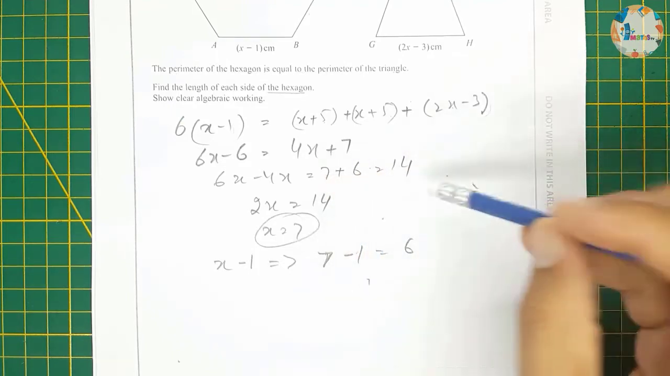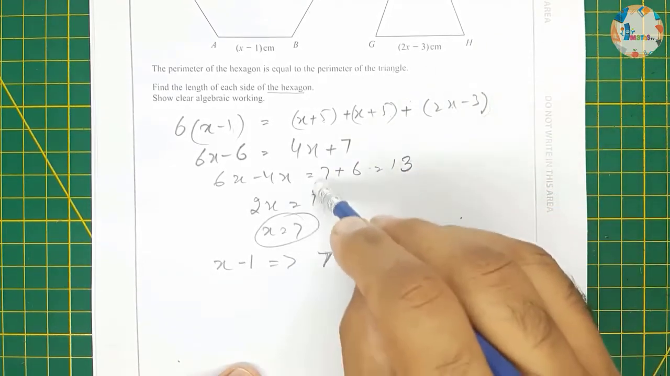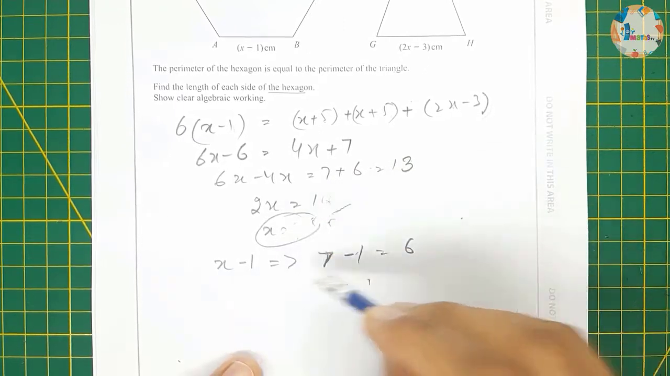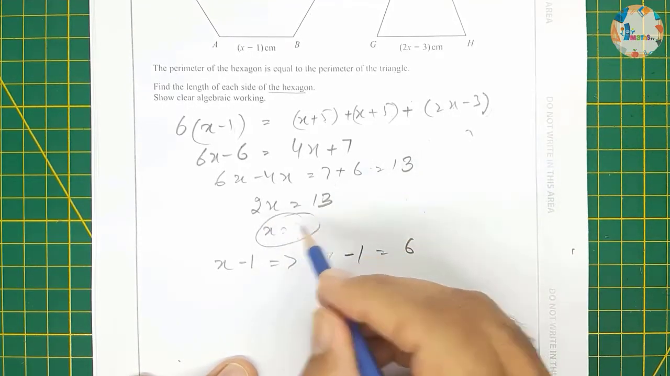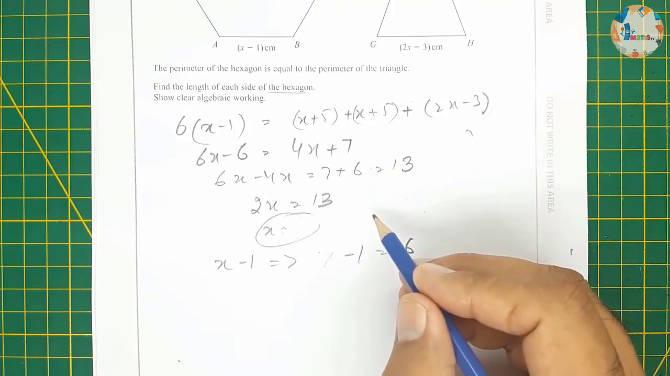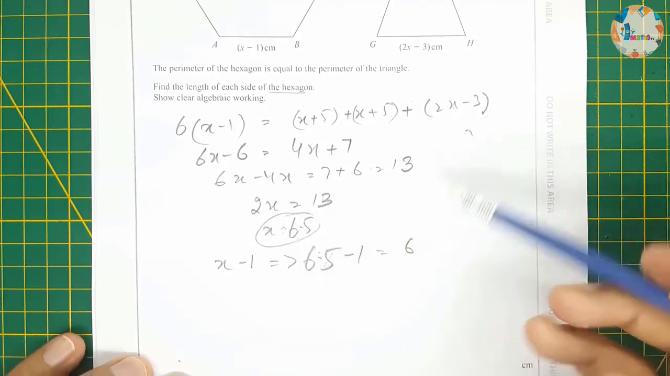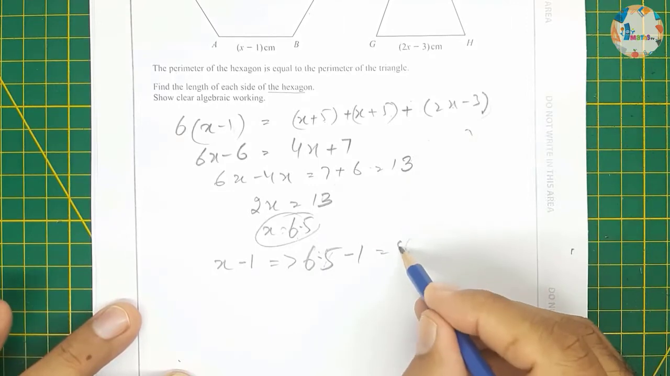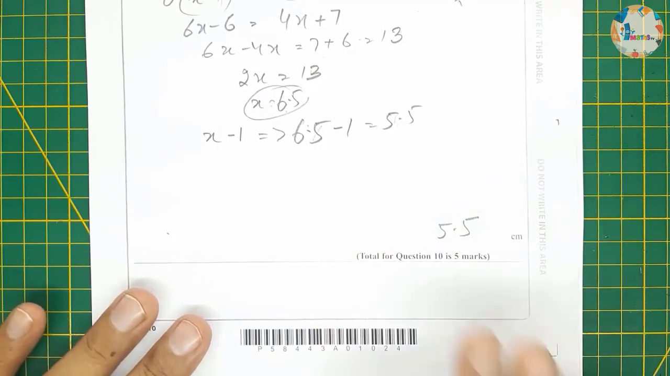6 plus 7 should be 13. We have written 14. So this should be 13. This one also 13. So our answer will change, and 2x equal to 13, so x will be 6.5. So 6.5 minus 1 will be 5.5. So our final answer will be 5.5. So we can write here 5.5. This will be our final answer.